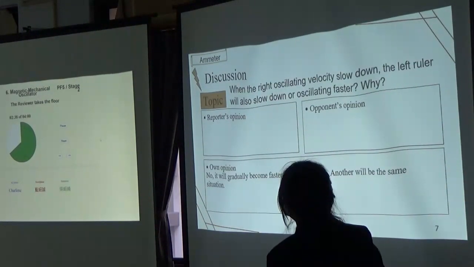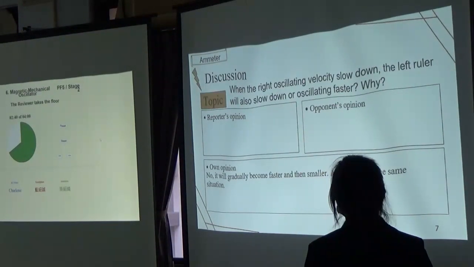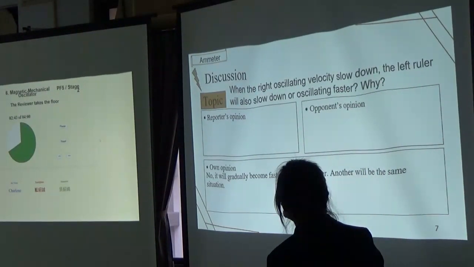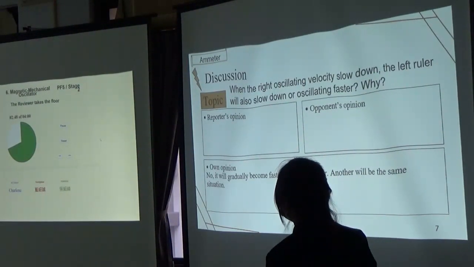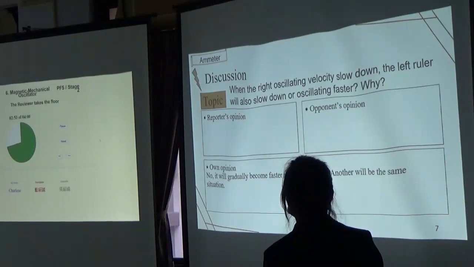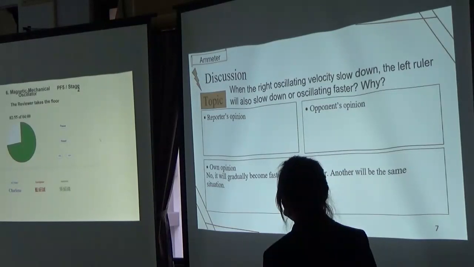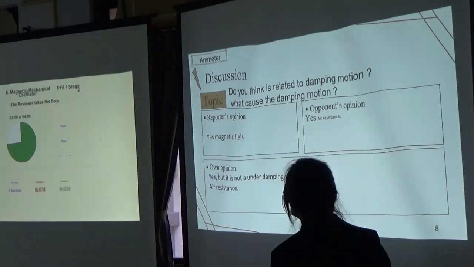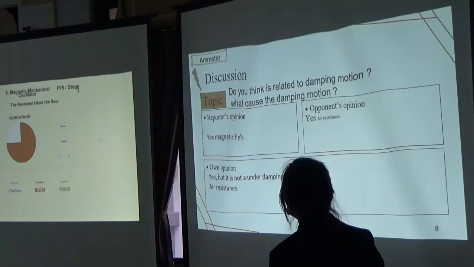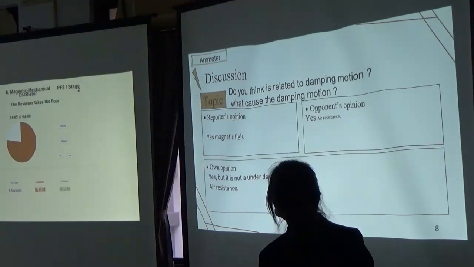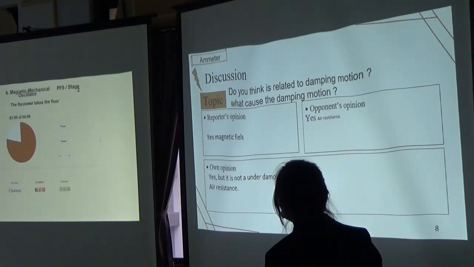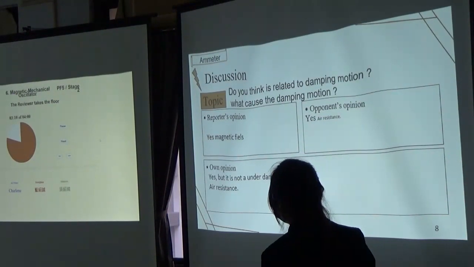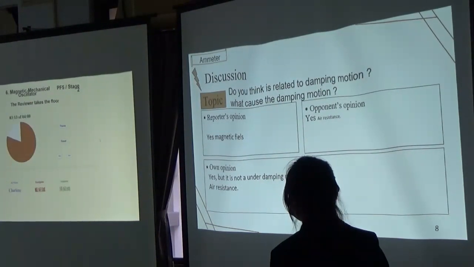And when the right oscillating velocity slows down, will the left ruler also slow down or oscillate faster? The opponent said faster. And our own opinion is it will become faster and then smaller, and the other will have the same situation. And did you think it's related to damping motion? And the reporter said yes. And what caused the damping motion? The reporter said magnetic fields, and the opponent said the air resistance. And our own opinion is yes, but it's not under-damped motion.